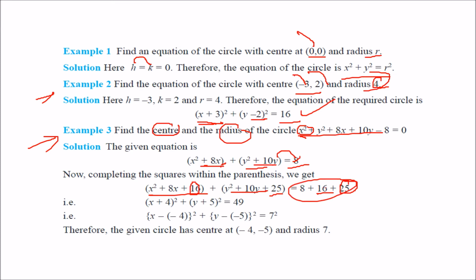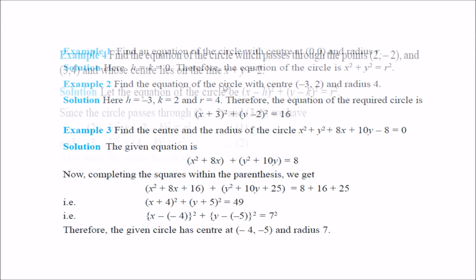Now this is (x plus 4) whole square, this is (y plus 5) whole square, and this is 49, so this is 7 square. So this is nothing but (x minus of minus 4) whole square plus (y minus of minus 5) whole square equals 7 square. So this is your h, this is your k. So minus 4 and minus 5 are your h and k, and 7 is the radius.